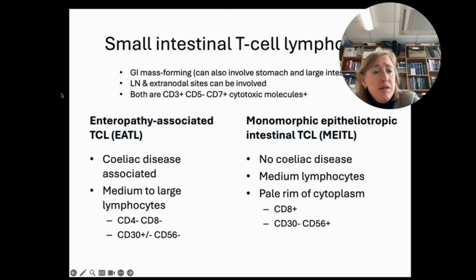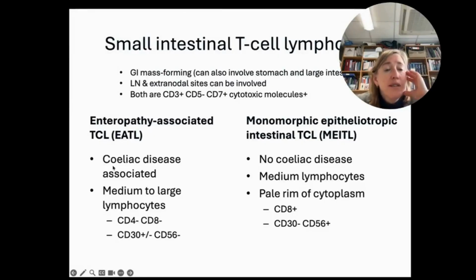So we will tend to see more enteropathy-associated T-cell lymphoma that's celiac disease associated. In other parts of the world, particularly the Far East, this other T-cell lymphoma, monomorphic epitheliotropic intestinal T-cell lymphoma, or METL, is much more common. Both of them are masses that form mainly in the small intestine, but they can also involve stomach or large intestine. They can also involve other sites, including lymph nodes, and they both comprise CD3 positive, CD7 positive, but CD5 negative T cells, which have expression of some cytotoxic molecules.